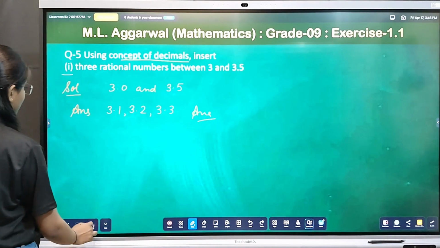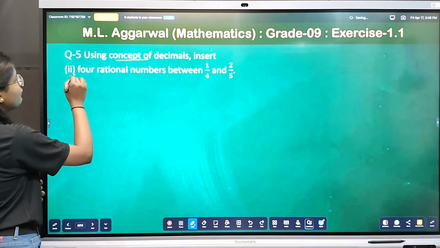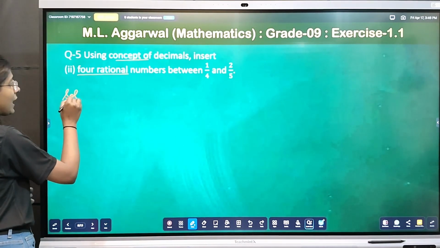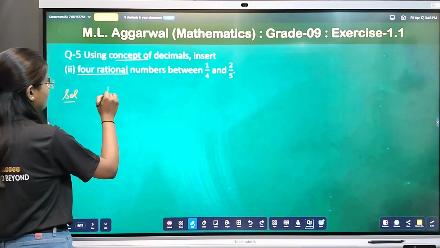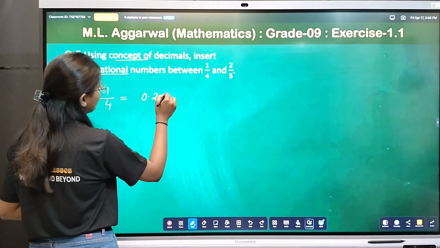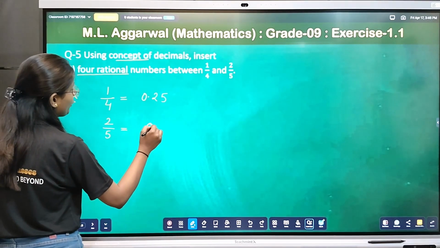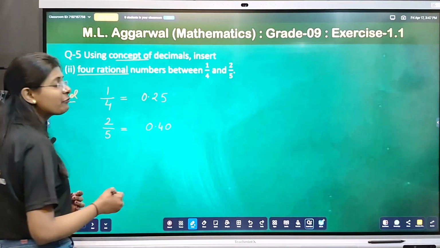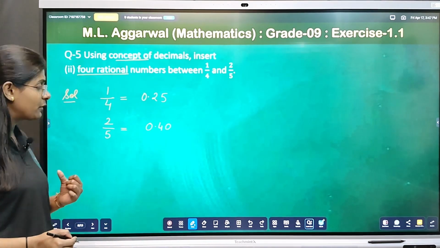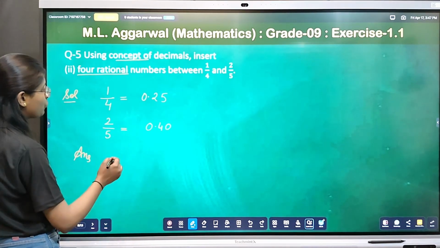Okay, moving to the next, second question. Again, we will be using the concept of decimals, and we will find 4 rational numbers between 1 upon 4 and 2 upon 5. Because we have to use the concept of decimals, that's why we are converting 1 by 4 into its decimal, that is nothing but 0.25. And we are converting 2 by 5 as 0.4, or you can write 0.40. You can use the proper division method and convert a rational number to its decimal form. That's how your answer would be, as 4 rational numbers are required.